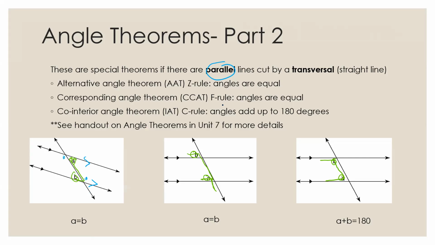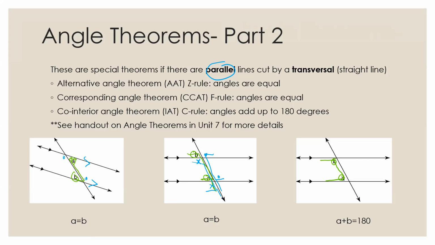The corresponding angle theorem basically says that angles that follow an F pattern are equal to each other. So these two angles are equal to each other. These two angles are also equal to each other, creating an F like that. And moreover, if I were to take this angle over here and this angle at the bottom, they are also equal to each other as well, creating an F pattern.